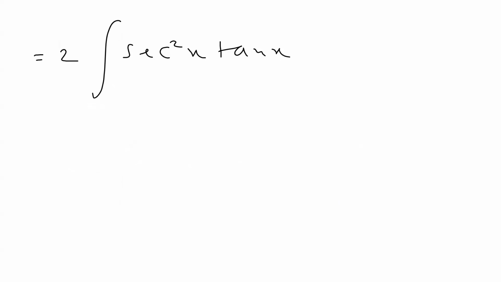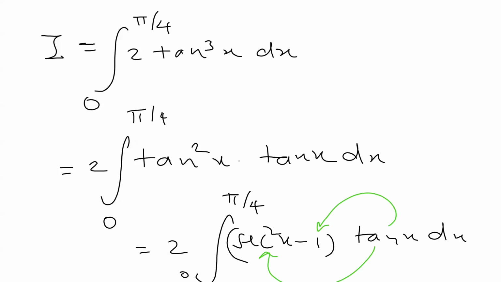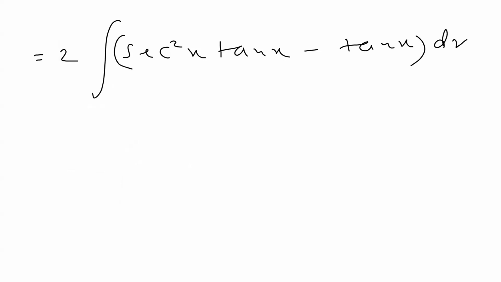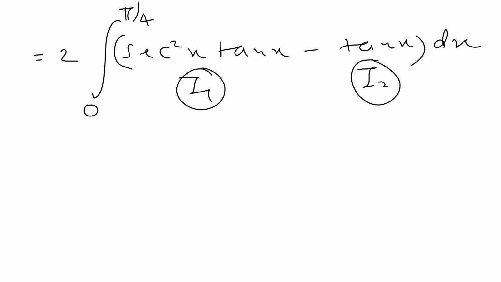So sec square x into tan x minus tan x, dx, 0 to pi by 4. I1 and I2. Let this be I, equation number 1.